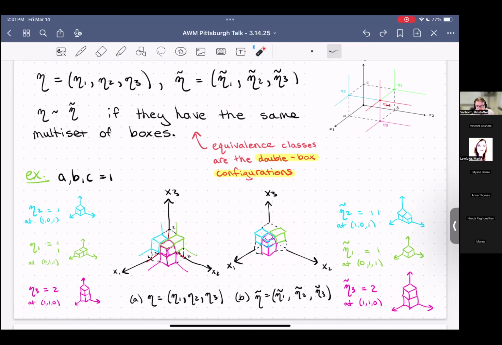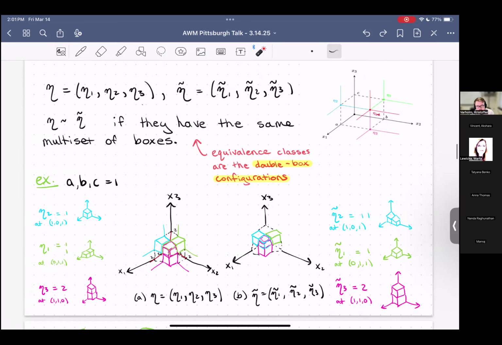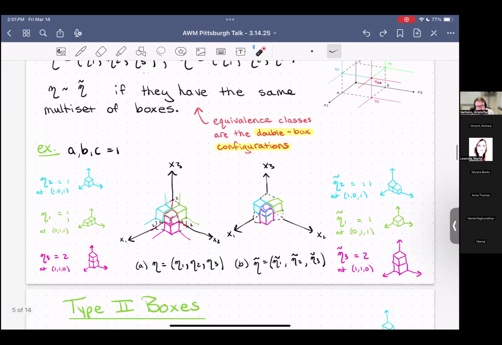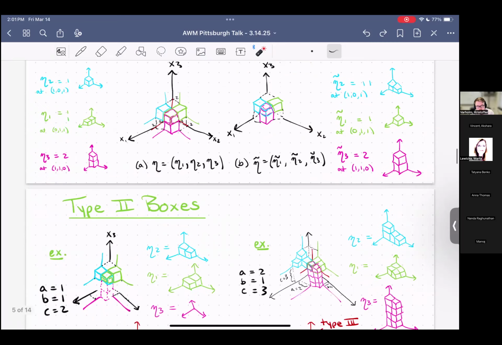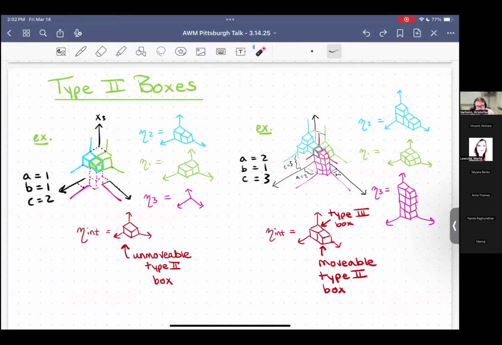Okay, and these kinds of type 2 boxes that we're considering here, where I can move them around and put them in different plane partitions, we call these a movable type 2 box. And so there are two different kinds of type 2 boxes, movable and unmovable. We just saw an example of a movable one. Here's something that would be unmovable.